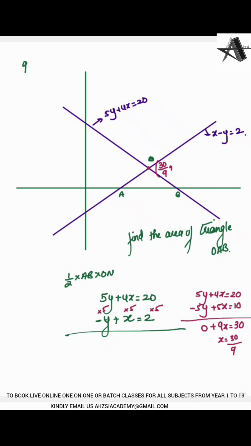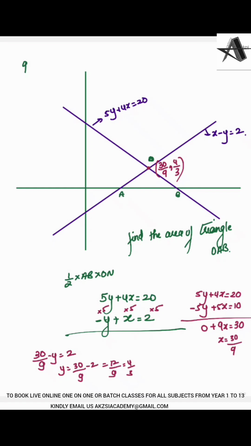Calculate the value of y. Put it in either of the equations. Let me put it here. x minus y equals 2. So 30 over 9 minus y is equal to 2. So y is 30 over 9 minus 2, which is 12 over 9. Finally, this will be 4 over 3. So this is 4 over 3.